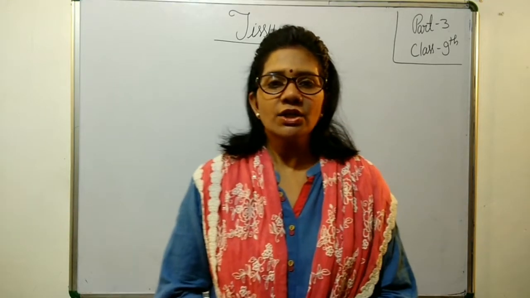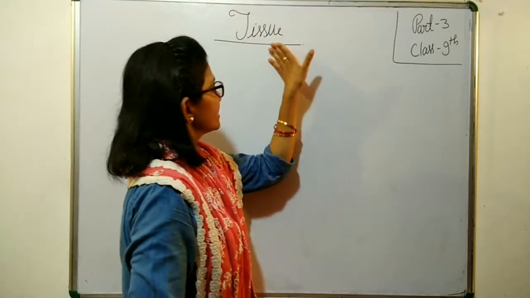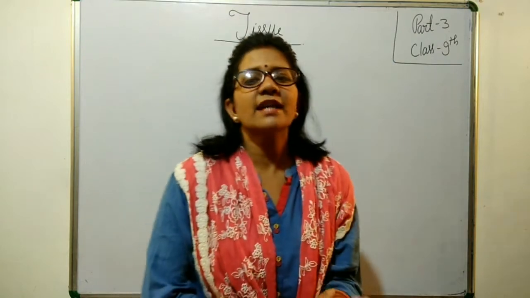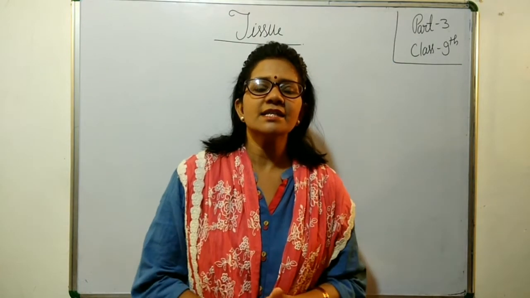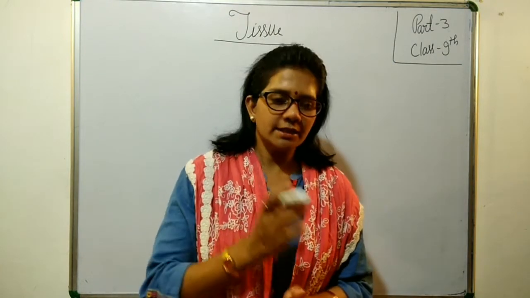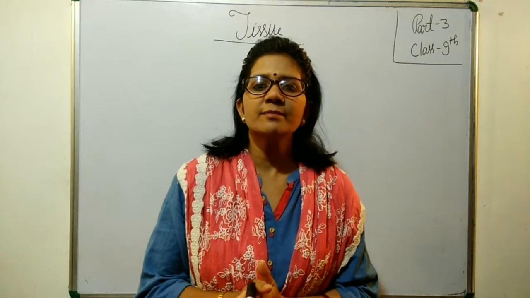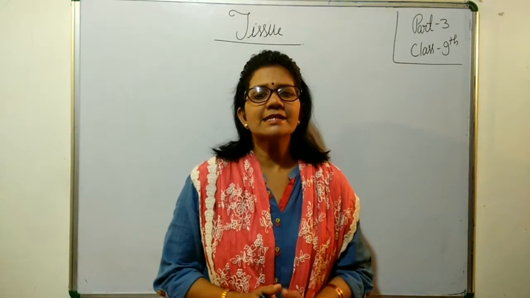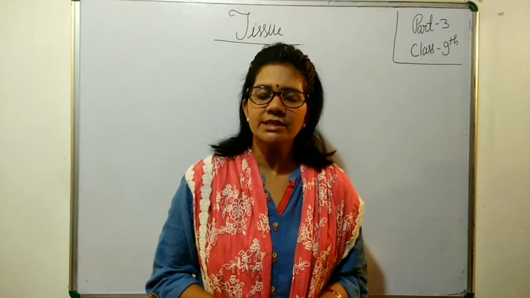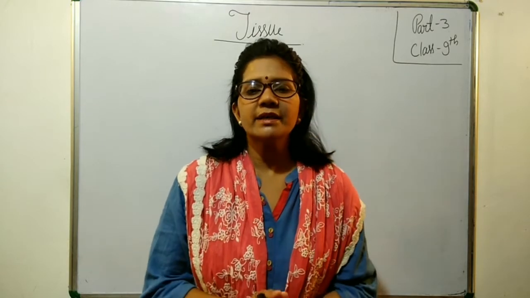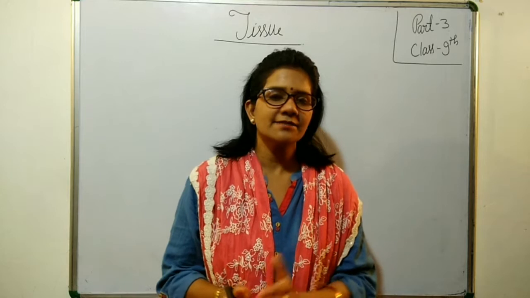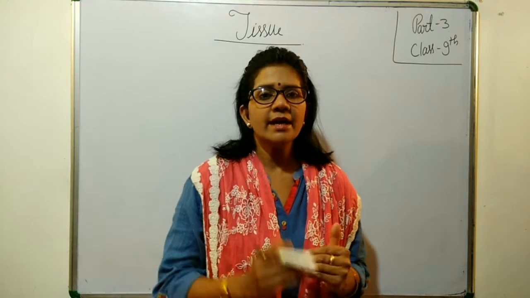Hello students, today we will discuss the chapter Tissue, part 3, of class 9. In our previous classes we have discussed the simple permanent plant tissues. Today we will discuss the complex permanent tissues. Complex permanent tissues are classified into two parts, xylem and phloem.